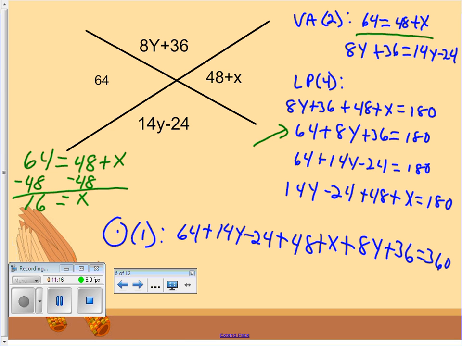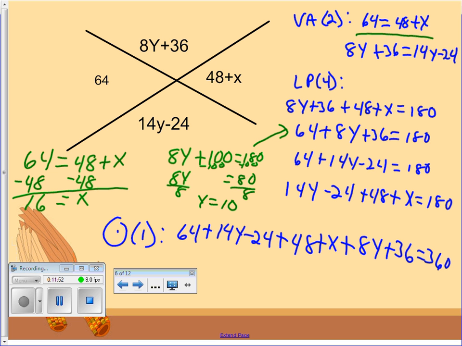How about that? 64 plus 36 gives me 100. 8y plus 100 equals 180. 8y, you subtract 100 from both sides, you get 8y equals 80, divide by 8, and y is equal to 10. You could have chosen another equation to solve for x and y.